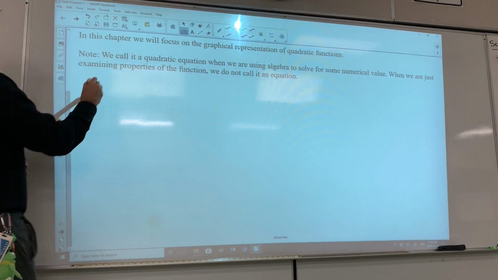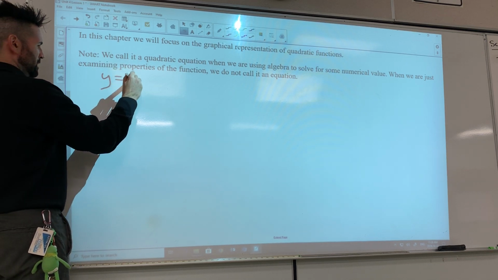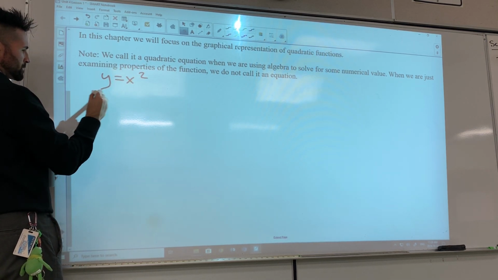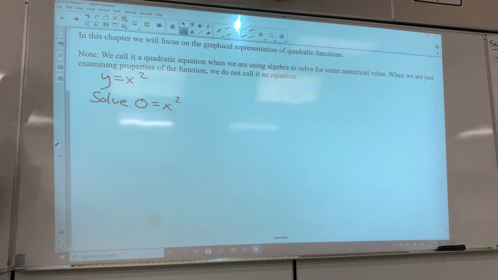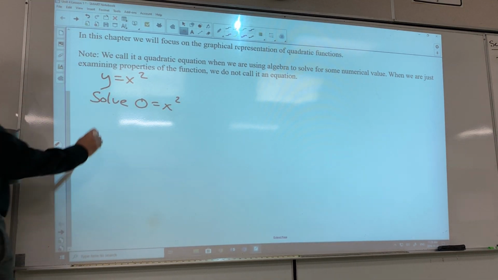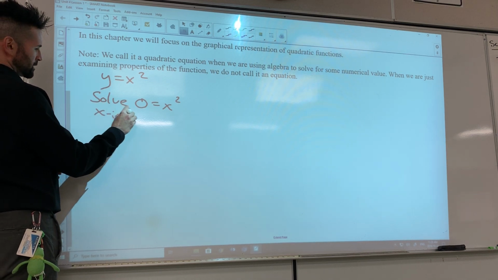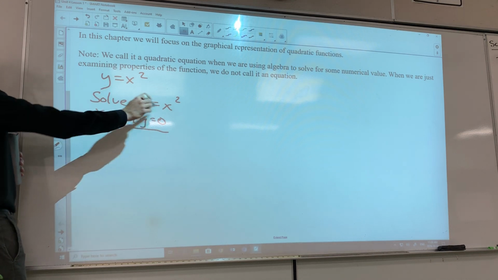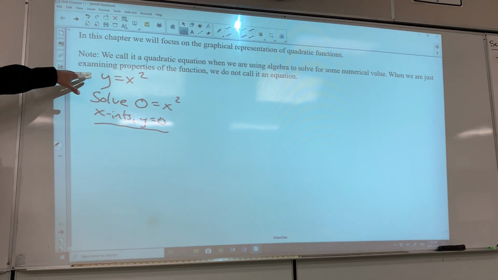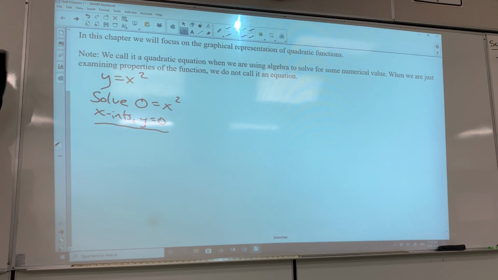So in the last section, we were taking equations maybe like this, and we were presenting them to you like this. So we'd say solve, and we'd say 0 equals x squared. And what you were finding were the x-intercepts, because y equals 0. So we took our y value, we plugged in 0, and we're giving it to you like that. From now on, they'll be given to you like this. One of the steps you'll do is you'll be factoring to find the x-intercepts.